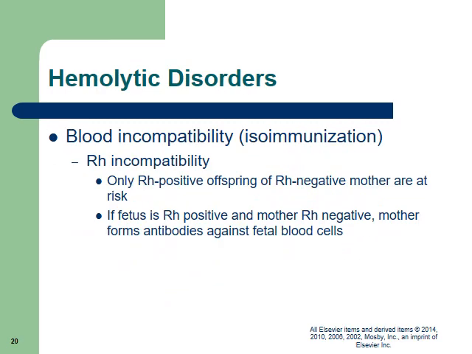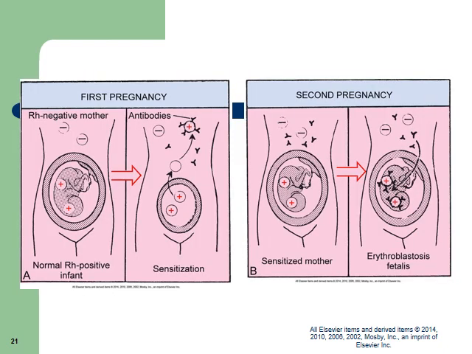Blood incompatibility, we talked about the RH before. That's where the RH positive offspring of an RH negative mom, they're the ones at risk. If the fetus is RH positive and the mom is RH negative, the mom forms antibodies against the fetal blood cells. And this is a good little picture of that. And it happens in the second pregnancy. That's where the problem will happen. The setup for the problem happens in the first pregnancy. We've got an RH negative mom, and this little baby in here is RH positive. And I showed you a picture of the placenta in a previous video that shows you how close all those little maternal and fetal arteries and vessels are, so that there's a high likelihood of some intermingling of the two.